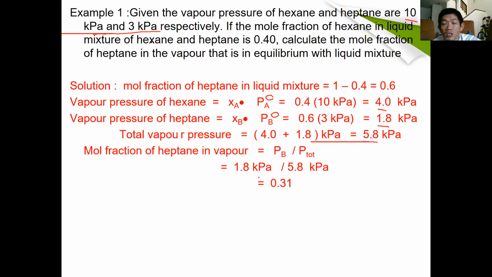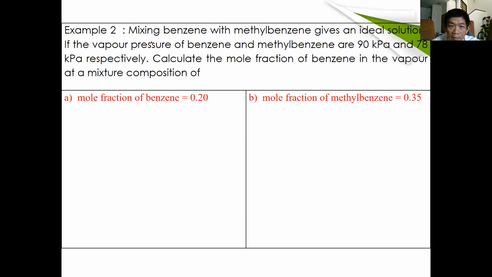So when you have weaker van der Waals forces, hexane is easier to vaporize compared to heptane. That is why hexane has a higher vapor pressure compared to heptane. So this one you must know how to explain. Okay, so this is example 1. Immediately we go to the second example, example 2.